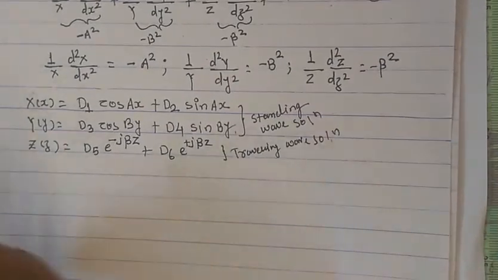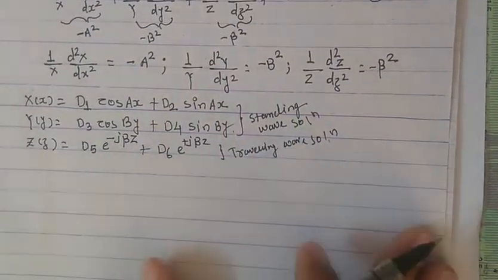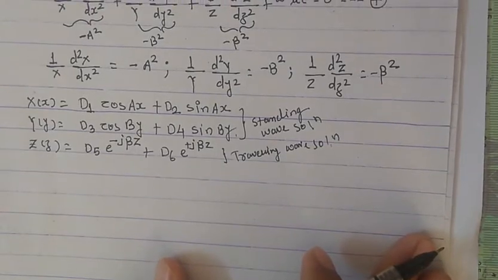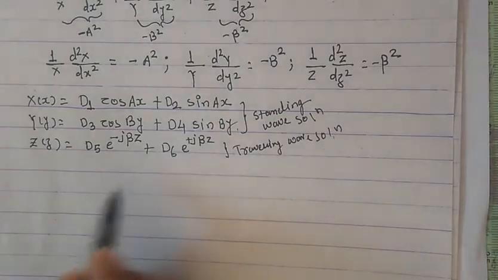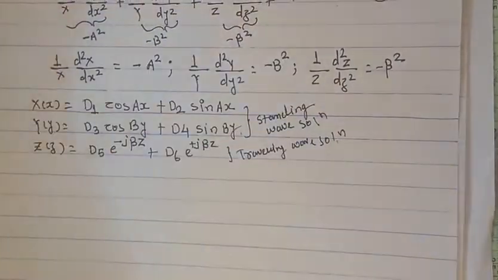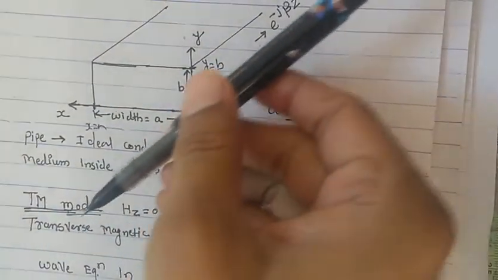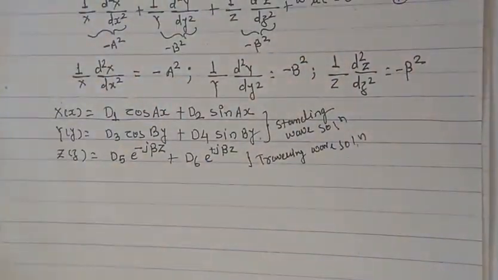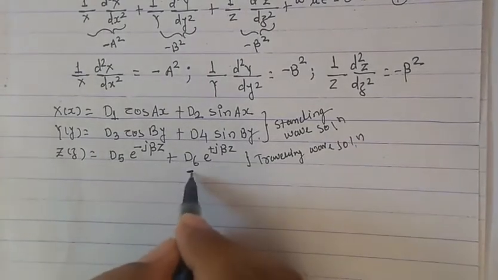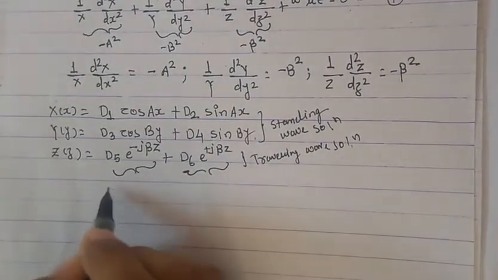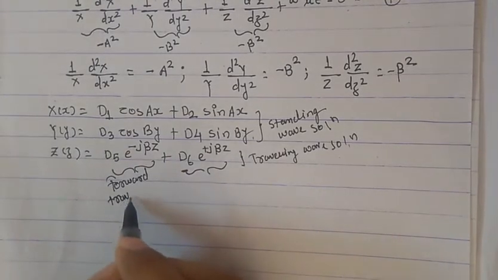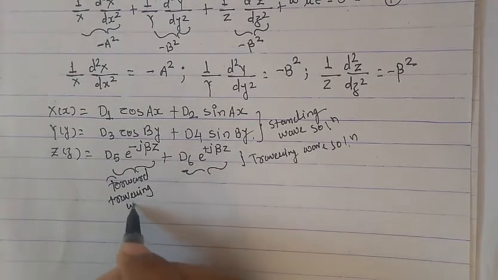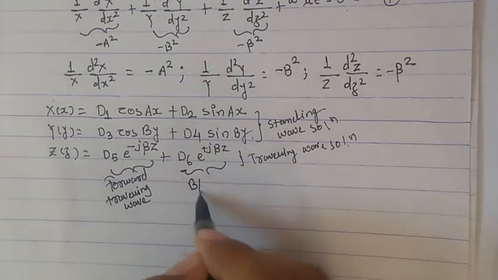So now the next step is to consider that we have an infinitely long transmission line, so there is no backward wave, no wave traveling in the negative z direction. So d6 must be zero. This term is the forward traveling wave and this is the backward traveling wave.